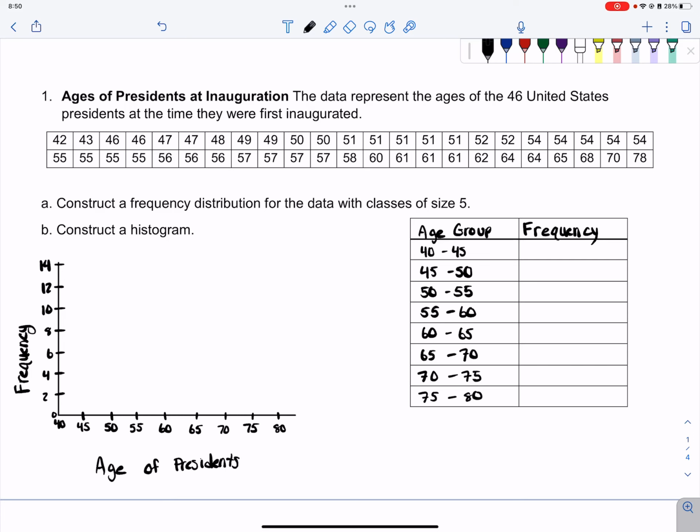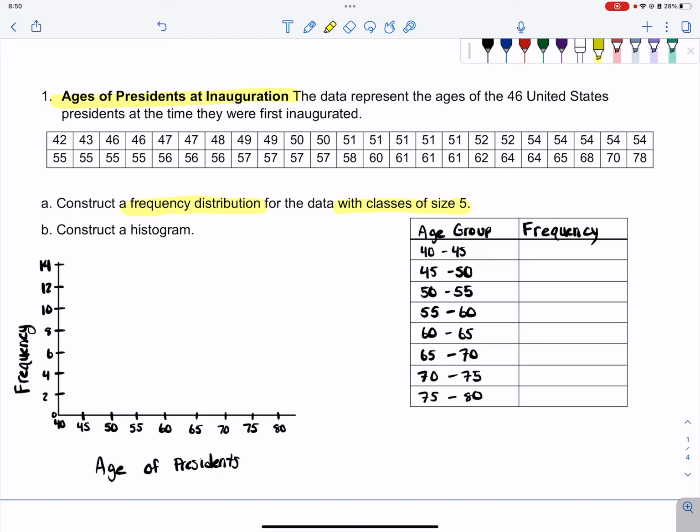So now for this next problem, we have been given the ages of US presidents at their inauguration. And with this, I want to create a frequency distribution for this data with classes of size 5. And then I want to use that to construct a histogram, to draw what the histogram for it would be.